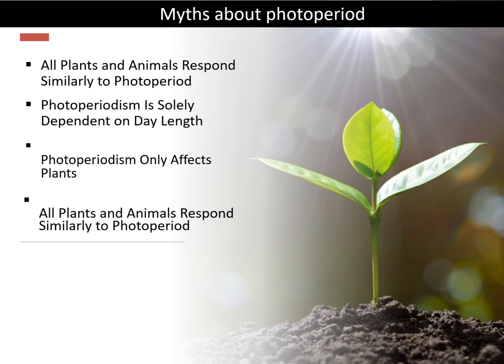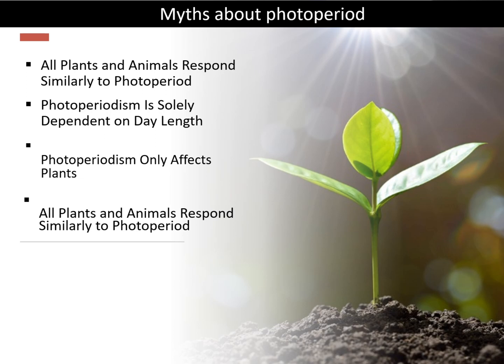The third one is photoperiodism only affects plants. No, it's not always the case. When we think about photoperiodism, we think it only happens in plants. That's not the case. It also occurs in animals as well. We will proceed to that in a further presentation. In a further presentation, we will discuss that.